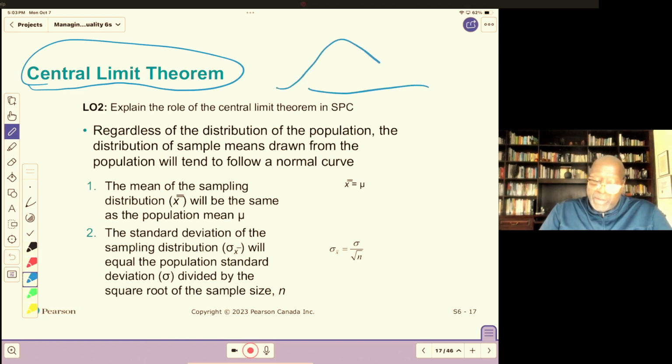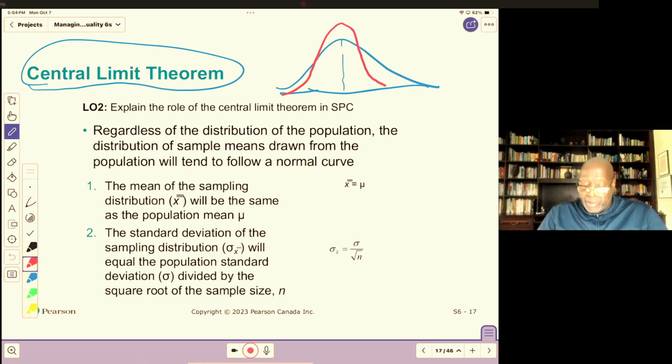So it doesn't matter if we have a distribution that's slightly off center like this. If we take enough samples from it, as the sample size gets larger, the distribution of the sample mean will become approximately normal. And this mean will be the same as the mean of the population, right? So we'll have the same population mean mu, but the standard deviation will be the population standard deviation divided by the square root of the sample size. So this is just taking you back to your statistics course.